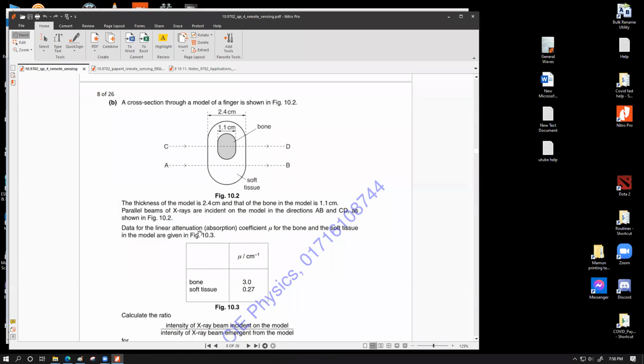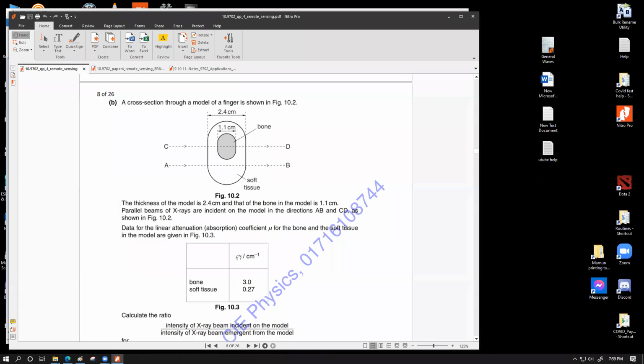Data for the linear attenuation or absorption coefficient mu for the bone and the soft tissue in the model are given in figure 10.3. So we have the mu values over here. Bone has a higher absorption coefficient, 3.0 per centimeter, and soft tissue has 0.27 per centimeter.